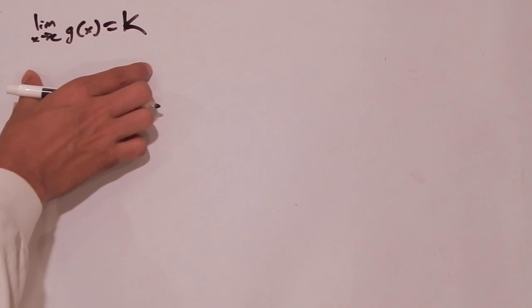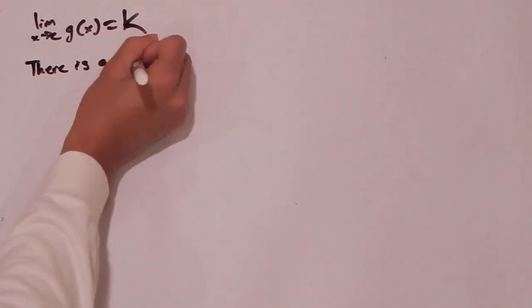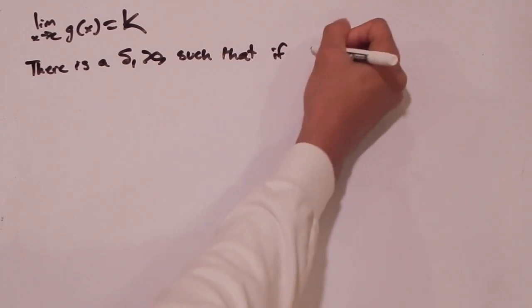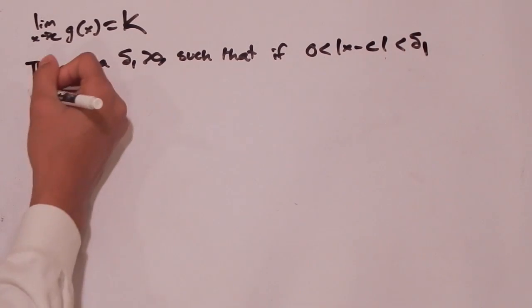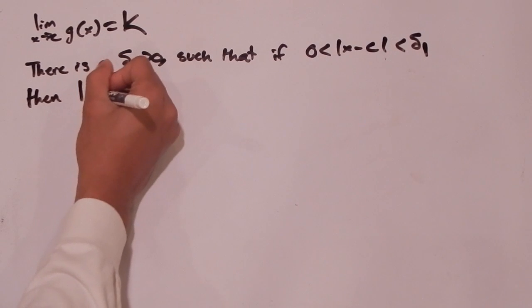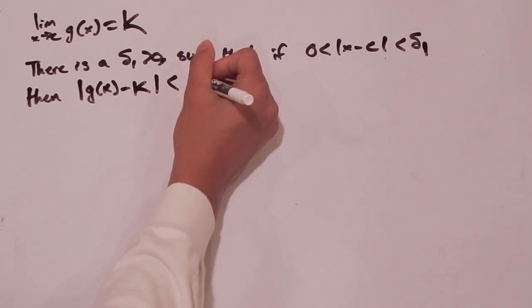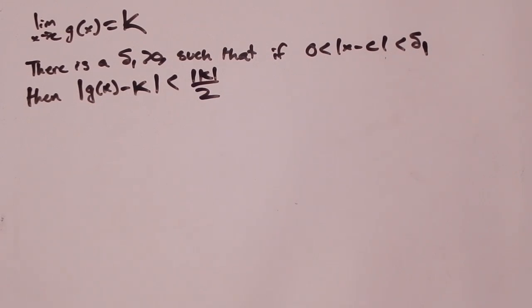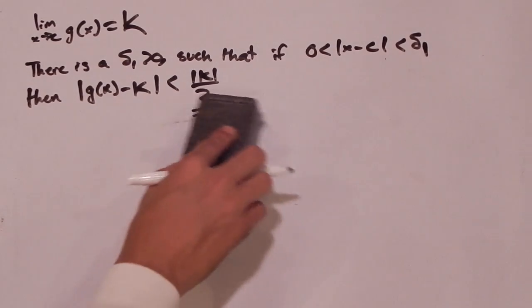And so based on this limit, we know that there is a delta 1 greater than 0 such that if 0 is less than the absolute value of x minus c is less than delta 1, then the absolute value of g(x) minus K is going to be less than the absolute value of K over 2. And this is where you might get first confused, and you might wonder, where's the epsilon in this proof? Well, if you've noticed, we've picked a specific value right here in this spot. It's not like epsilon where it's varying.